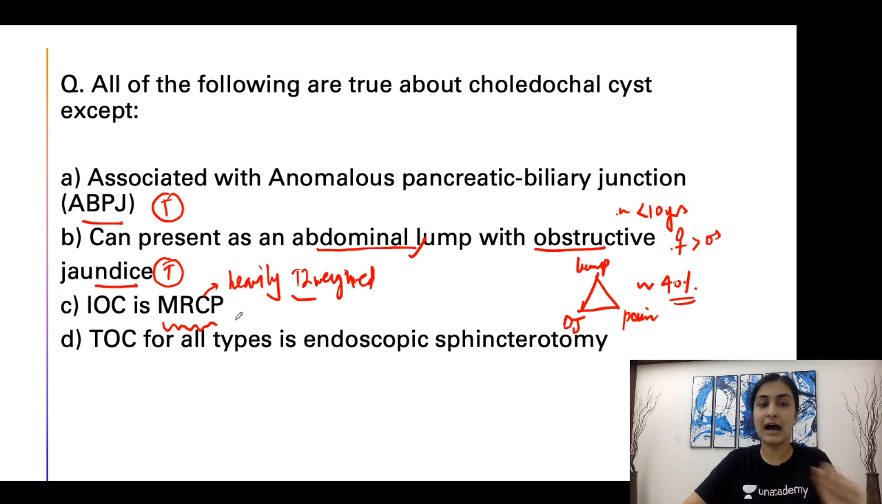So you see how it is not invasive at all and there is no radiation involved, correct? Because we are dealing with MR. So MRCP, a heavily T2 weighted image, is a non-invasive modality which will show us the biliary anatomy, which will show us the choledochal cyst.